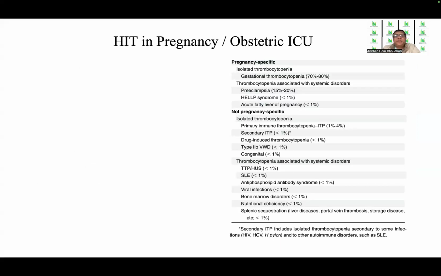HIT in pregnancy and the obstetric ICU. There are pregnancy-specific causes of thrombocytopenia, which can be isolated thrombocytopenia like gestational, or thrombocytopenia associated with systemic disorders like HELLP syndrome, preeclampsia, the acute fatty liver of pregnancy, etc. There can also be non-pregnancy-specific causes like isolated thrombocytopenia because of primary immune thrombocytopenia, secondary ITP, drug-induced thrombocytopenia, type 2B von Willebrand disease, etc. Thrombocytopenia associated with systemic disorders like hemolytic uremic syndrome or thrombotic thrombocytopenic purpura, SLE, antiphospholipid syndrome, etc.